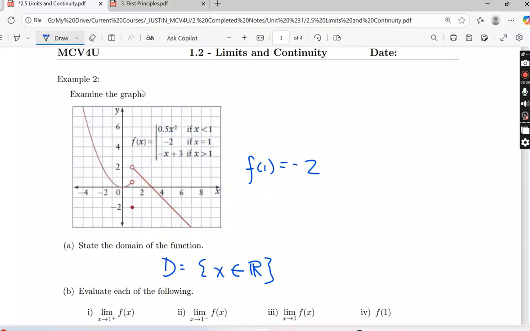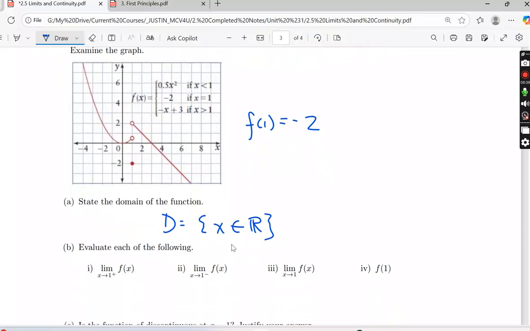Evaluate each of the following. The limit as x approaches 1 from the right: x is 1 right there, approaching it from the right. From the right, that is my left. From the right, it is 2. The limit as x approaches 1 from the left is, it looks like, 0.5.